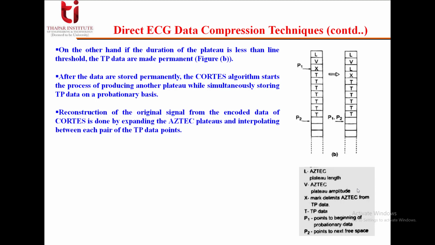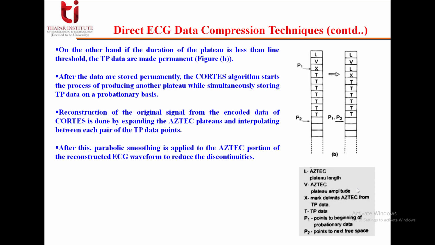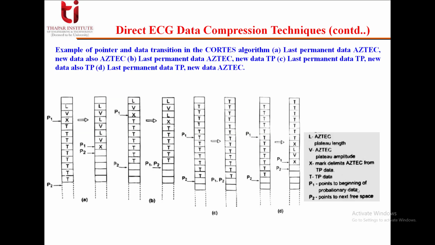Reconstruction of the original signal from the encoded data of CORTES is done by expanding the AZTEC plateaus and interpolating between each pair of the TP data points. After this, parabolic smoothing is applied to the AZTEC portion of the reconstructed ECG waveform to reduce the discontinuities.